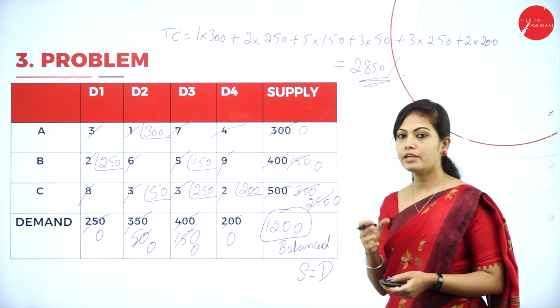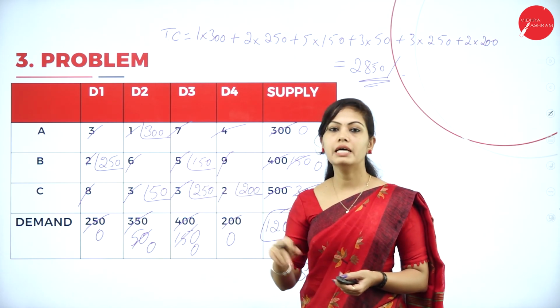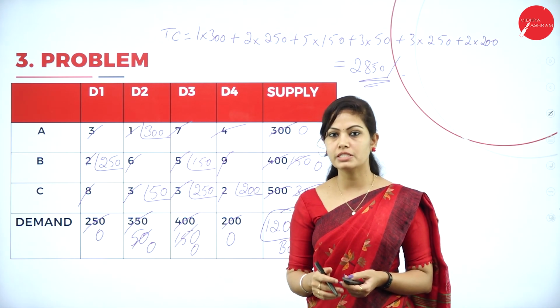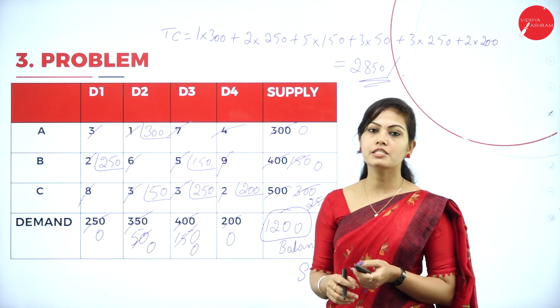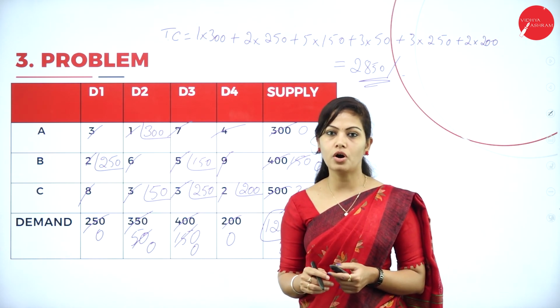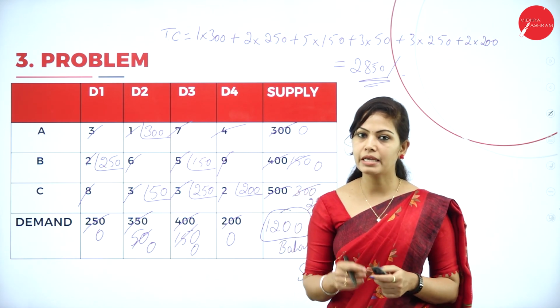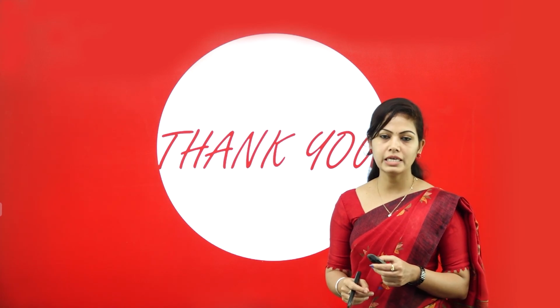So like this you can find the least cost method. So easily you can find the least cost method. It is a very simple concept. For finding the optimal solution, we can use this least cost method. So today I have discussed balanced problems on least cost method. In my next session, I will discuss the unbalanced problems on least cost method.